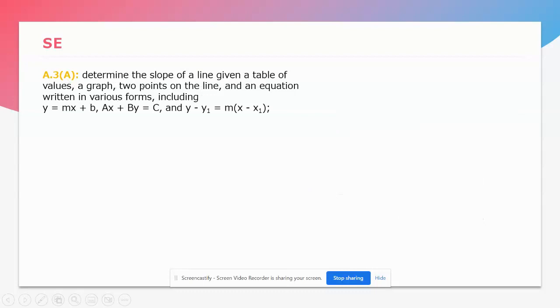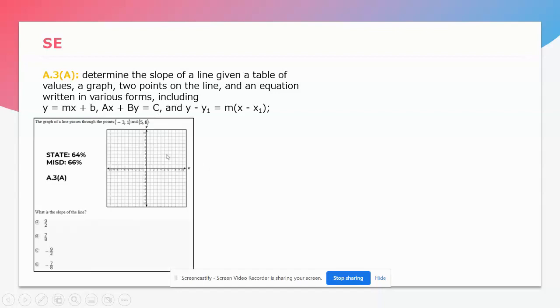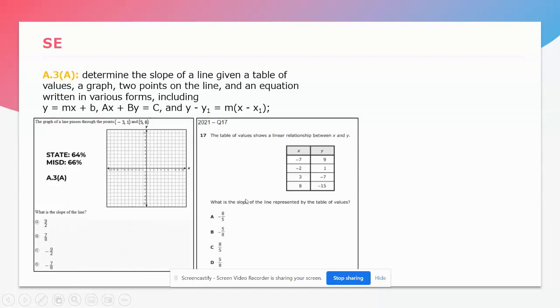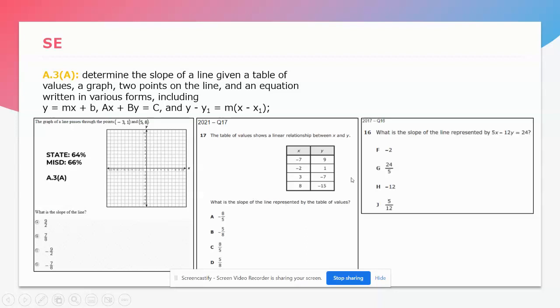A3A is the supporting standard and is finding the slope through multiple representations or the equations. One example is it's giving 2 points and asking for the slope. It's giving a table asking for the slope, and there's an equation and asking for the slope.